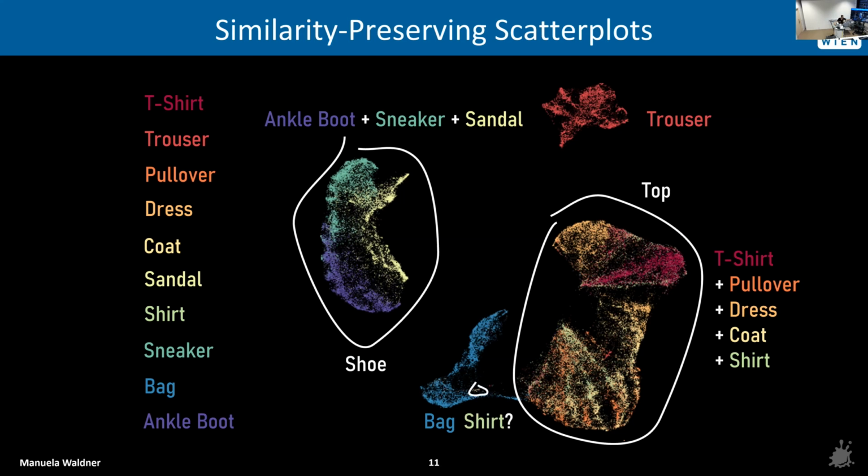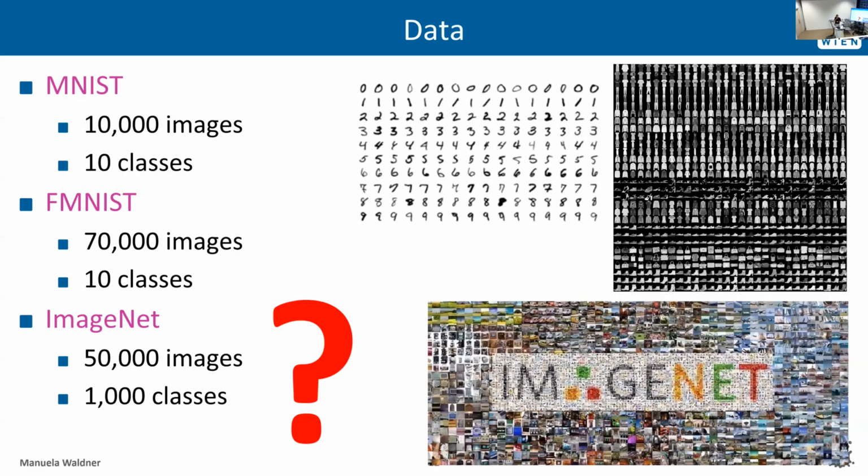We also do have some outliers. We don't know why we have shirts here intermingled with bags. So it gives us some of the idea what the model, in this case, it's really a very simple model, has learned to separate and also this hierarchical structure that we've learned. Now, these examples had a lot of data instances, but very few classes. And we were wondering, but what if we have 1,000 classes? How can we solve this?